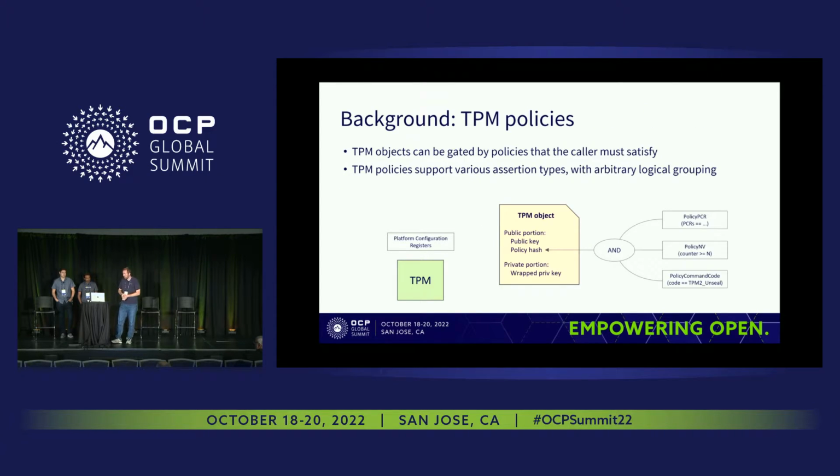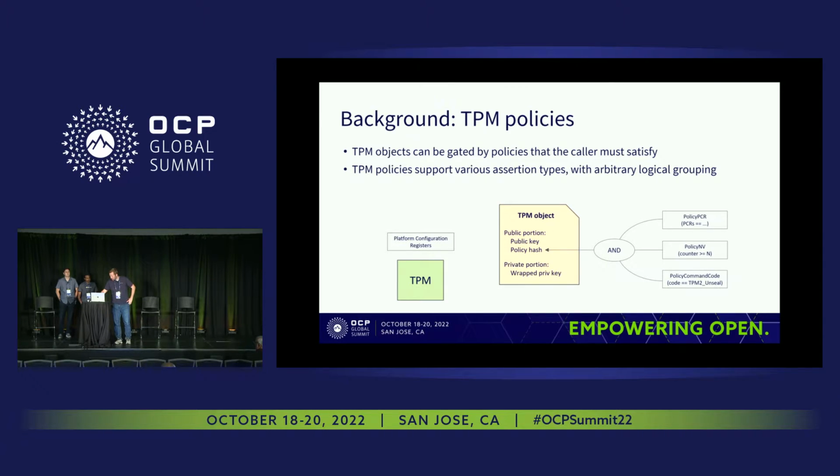Another primitive that the TPM provides is a policy engine, a very nifty aspect of TPM. Any TPM object, you can attach a policy to it. There are various different flavors of policy assertions, and they can be combined in arbitrary logical groupings. And any given policy can be computed into a unique hash. Every different policy will have a different hash, and the hash will appear in the public portion of a TPM object. The TPM will enforce that the policy is satisfied before it allows the object to be wielded.